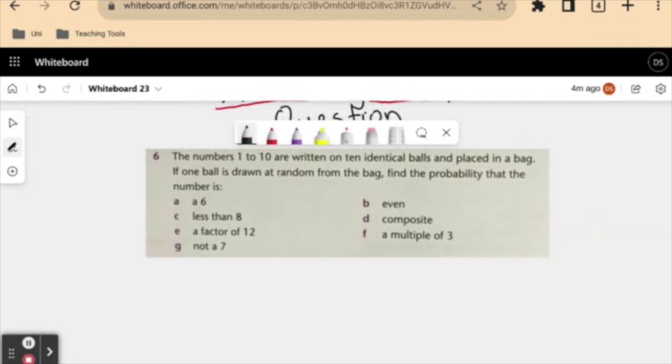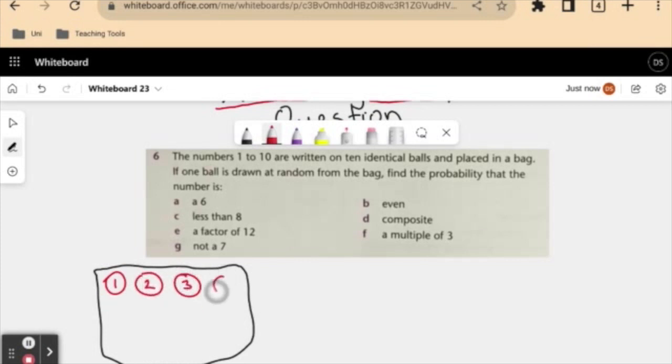So let's draw this bag. And you obviously don't have to do this. This is a little bit time consuming, but I'm going to draw a bag with all of these numbers here. 4, 5, 6, 7, 8, 2 more, 9, and 10. Obviously, these balls aren't identical with how badly I've drawn them, but you get the idea.